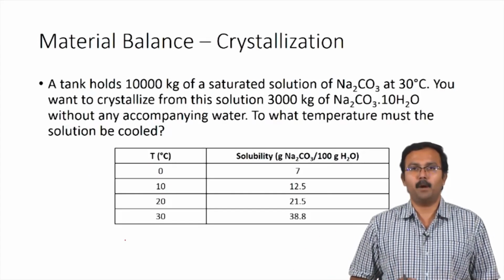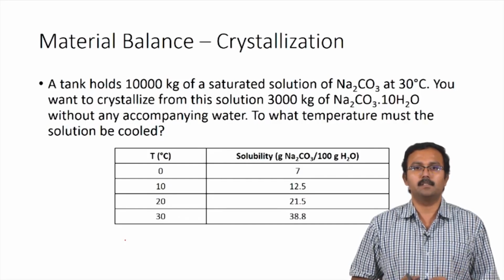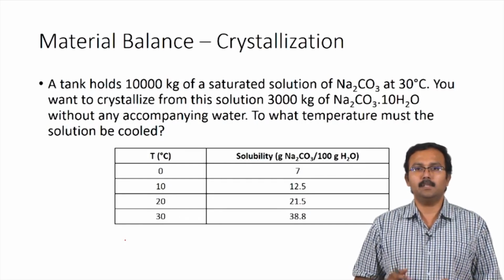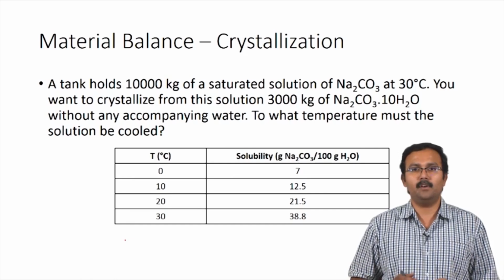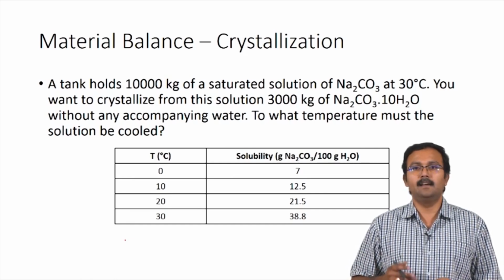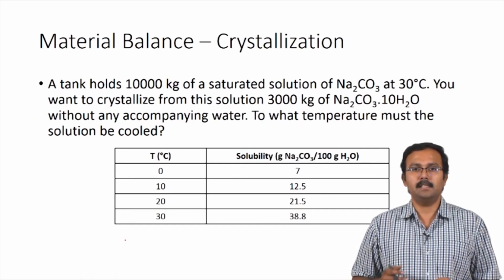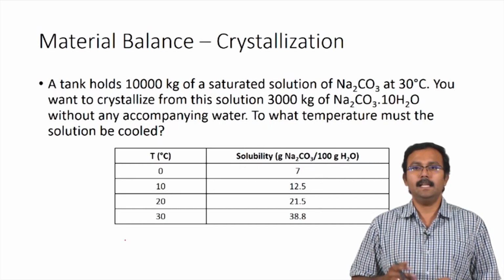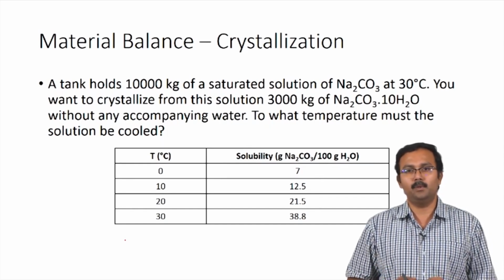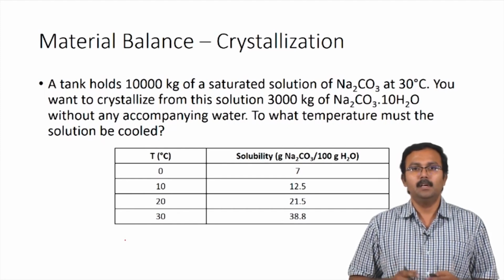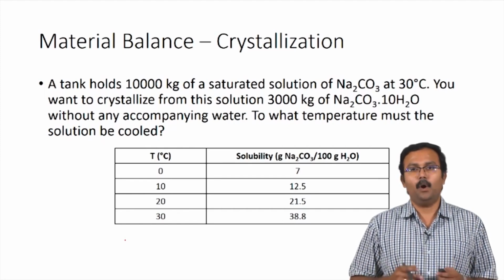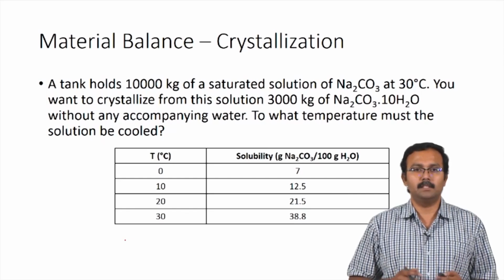Here is an example problem for a crystallization process. A tank holds 10,000 kilograms of a saturated solution of Na2CO3 at 30 degrees Celsius. You want to crystallize from this solution 3000 kilograms of Na2CO3·10H2O without any accompanying water. To what temperature must the system be cooled?